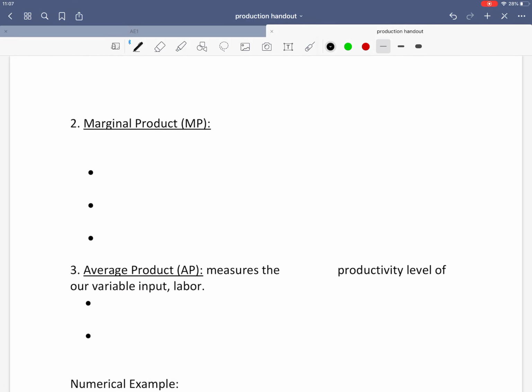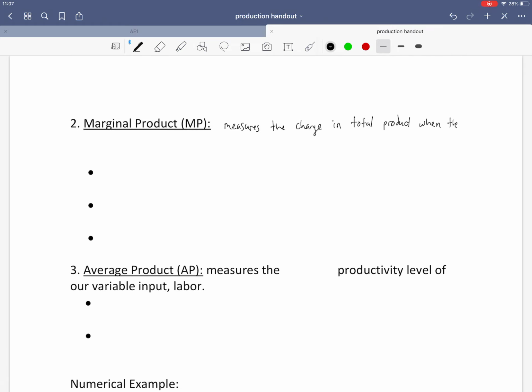Now, our second measure of short-run productivity is going to be our marginal product. If you remember, the term marginal just means additional. So we're looking at our marginal product, which is abbreviated as MP. This is going to measure the change in total product when the level of a variable input is changed.